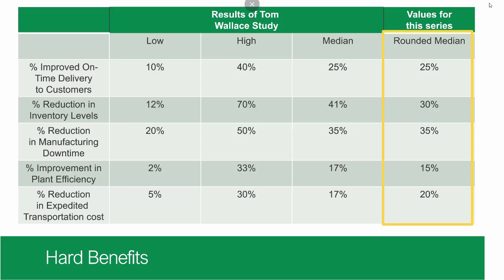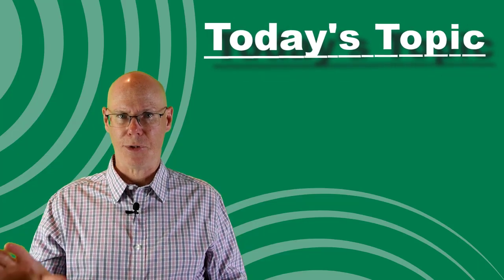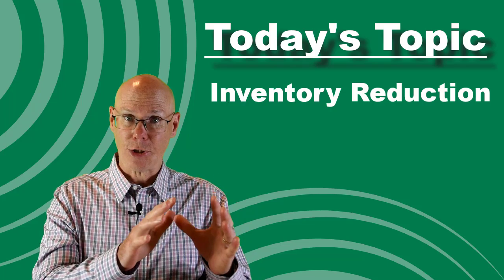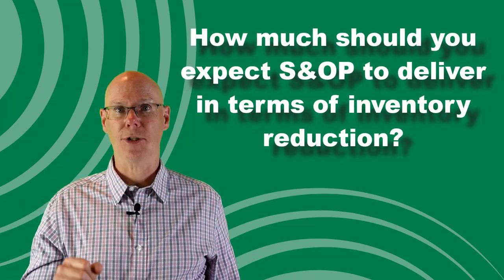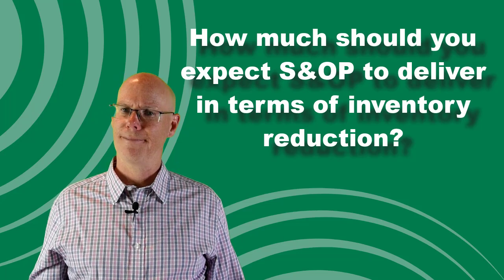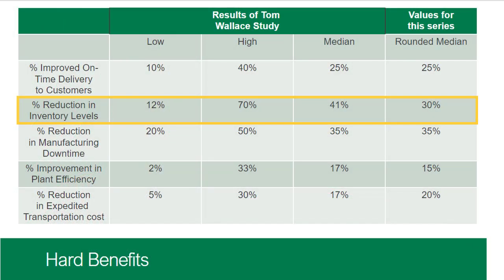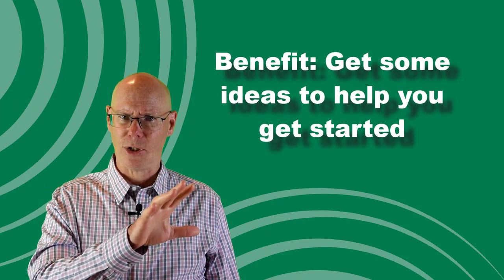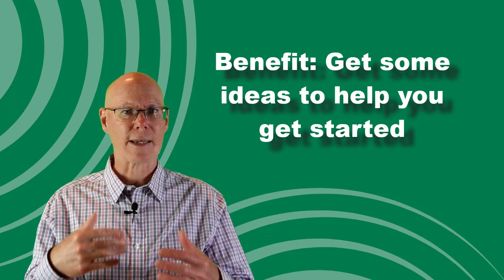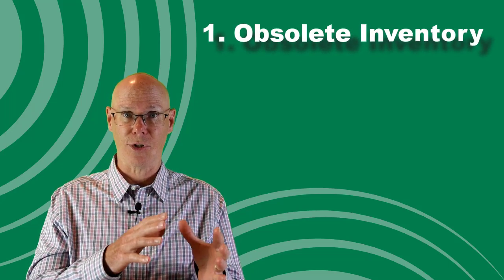Today, I'm going to look at the connection between S&OP and reducing inventory levels. How much should you expect S&OP to deliver in terms of inventory reduction? This is a great question, because if you look at Tom's table, you'll notice the broad range between 12 and 70%. To understand how much you should expect, it's helpful to know where to look. Your benefits will be specific to your situation, so hopefully out of this you can get some ideas that will help you get started. The first area I would look for inventory reduction is obsolete inventory.